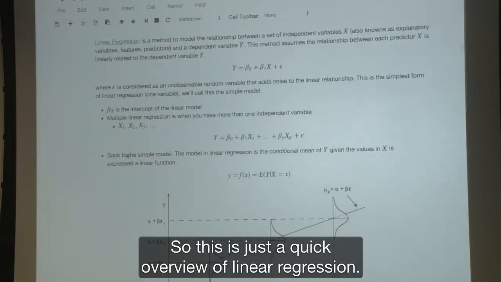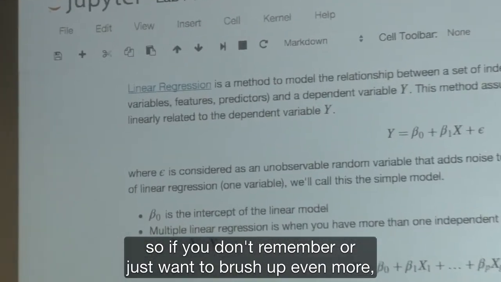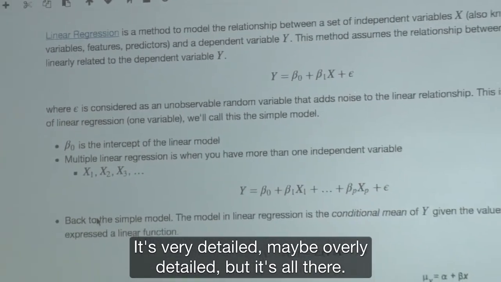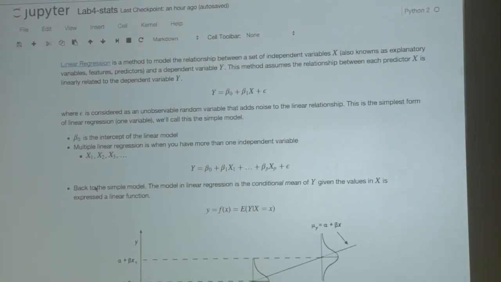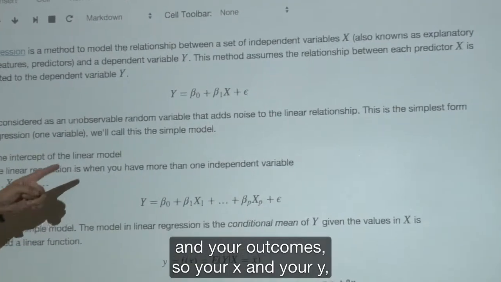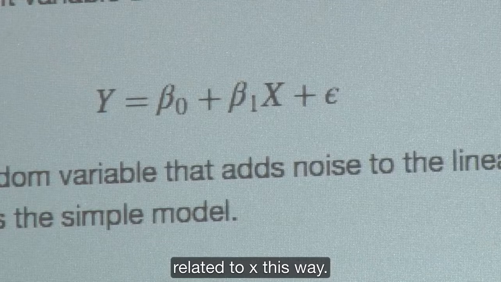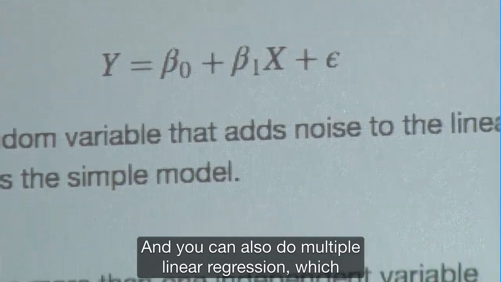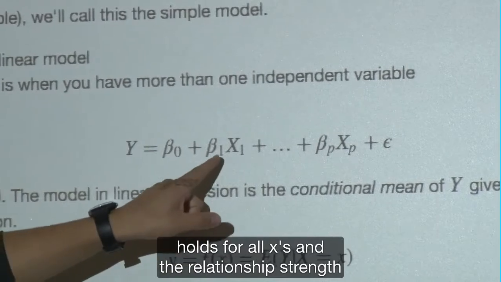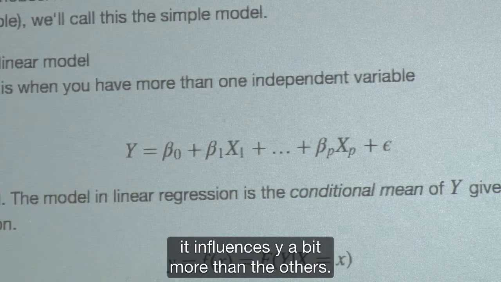So this is just a quick overview of linear regression. There's a Wikipedia article linked here. If you don't remember or just want to brush up even more, please read that. It's very detailed, maybe overly detailed, but it's all there. The way that it works is that you assume that there's a linear relationship between your explanatory variables and your outcome, so your x and your y. You can also do multiple linear regression, which we'll talk about a bit later. In that case, the linear relationship holds for all x's, and the relationship strength is in the betas. So if a beta is very big relative to the other ones, it influences y a bit more than the others.